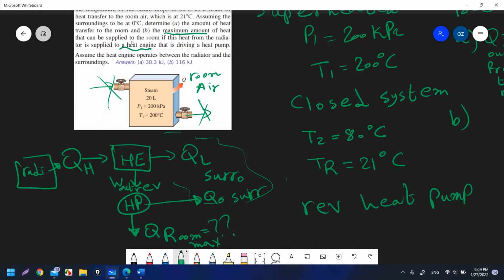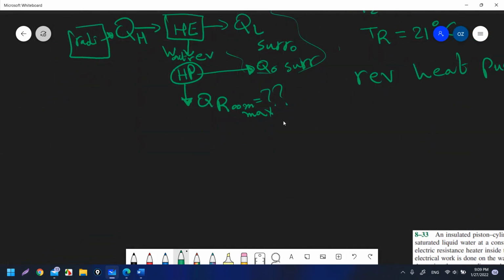Okay, how can I relate the work with the Q so I can get the Q? We have the coefficient of performance of the heat pump. If it is a reversible heat pump, it will follow a Carnot cycle, and it is equal to 1 over 1 minus T over T. But which T over T? Usually we say TL over TH. Here TH is the room temperature. I want to heat the room. TL is the rejected heat to the surrounding, which we will call Q naught, so it is T naught.